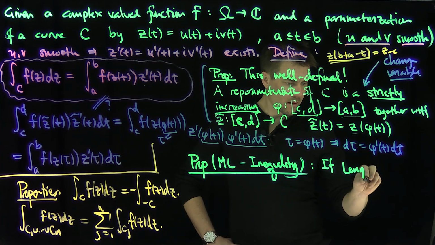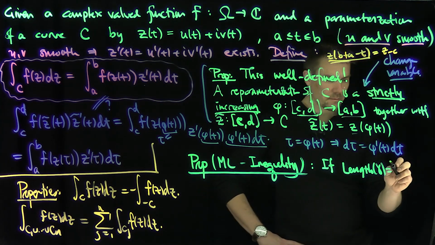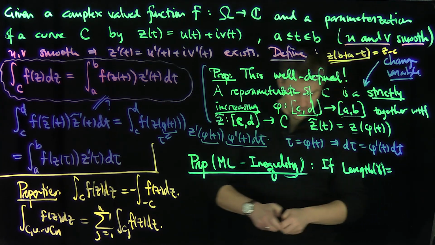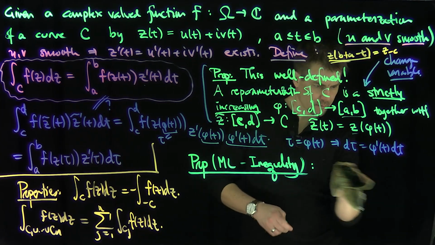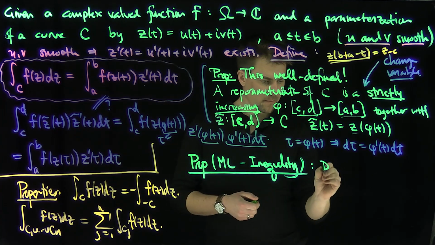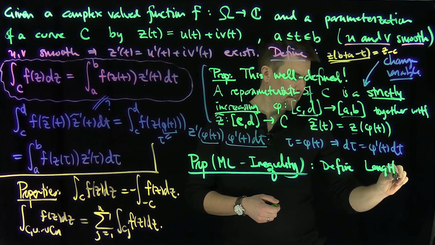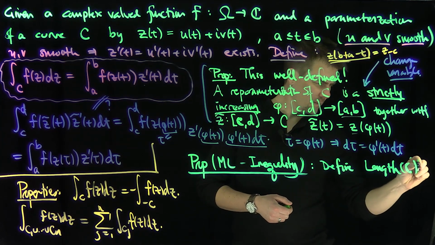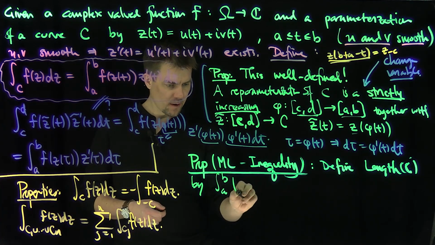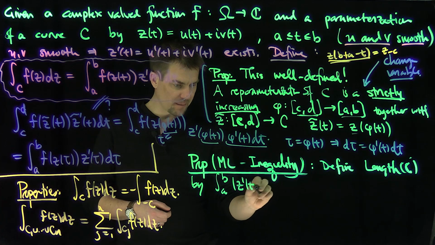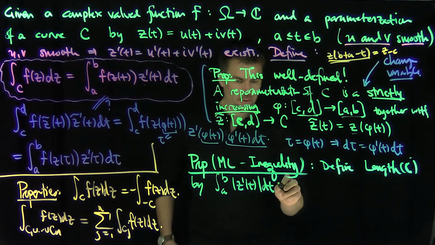It says that, let's be more specific about this, if we define the length of the curve C by the integral from a to b of the modulus of z prime of t dt, with the parameterization. So if that's what the length is, then what can we say?